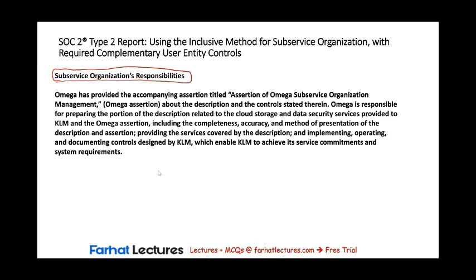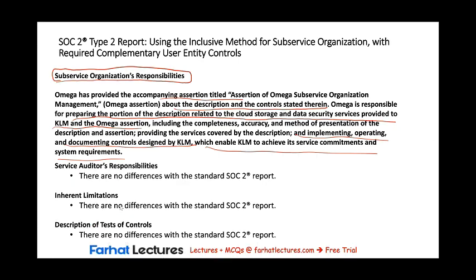And what are the subservice organization's responsibilities? To provide an assertion about the description and the controls stated therein. It has the responsibility to prepare the portion of the description related to the services provided to the service organization and implementing, operating, and documenting controls designed by the service organization, which enable it to achieve its service commitments and system requirements.